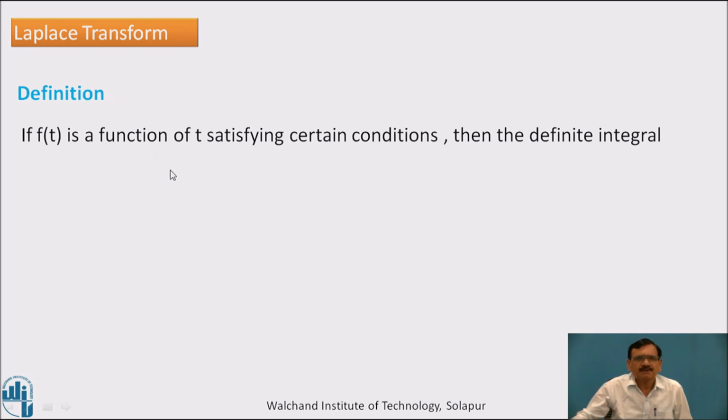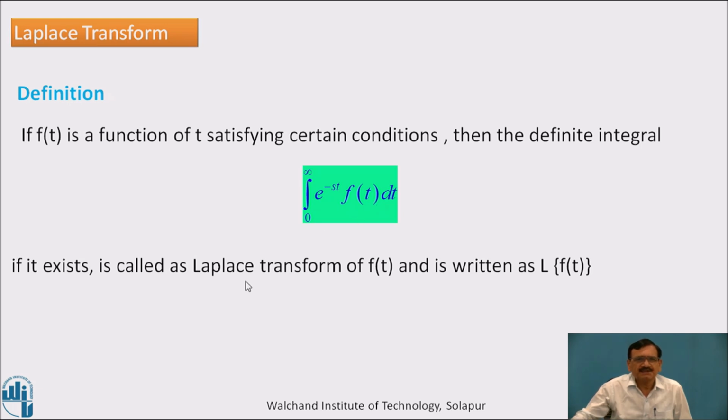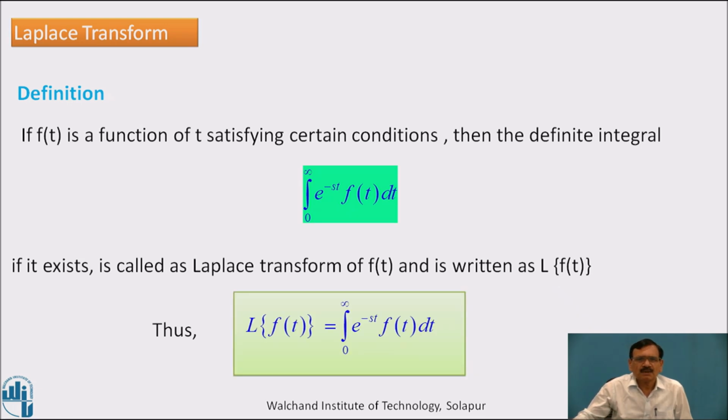If f of t is a function of t satisfying certain conditions, then the definite integration from 0 to infinity e raised to minus st f of t dt, if it exists, is called the Laplace transform of f of t, and it is written as L of f of t. Here L is the Laplace transform operator. Thus, Laplace transform of f of t equals integration from 0 to infinity e raised to minus st f of t dt. By using this definition, we can find the Laplace transform of the given function f of t.